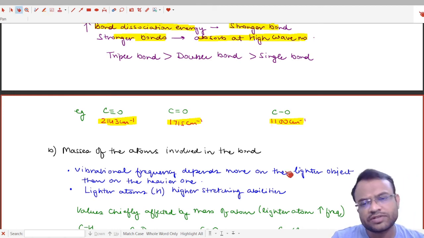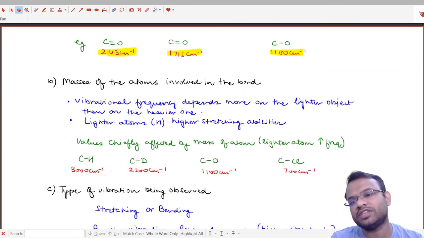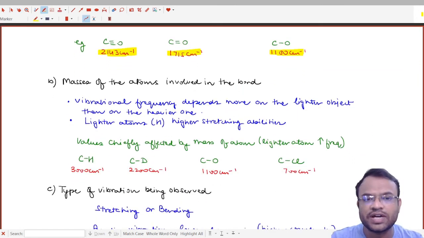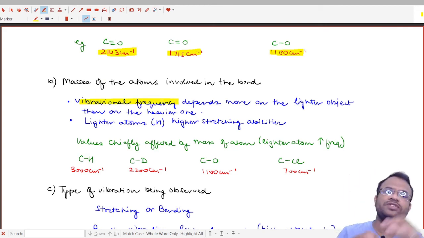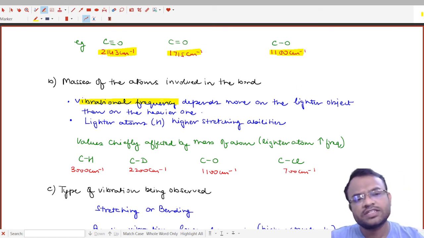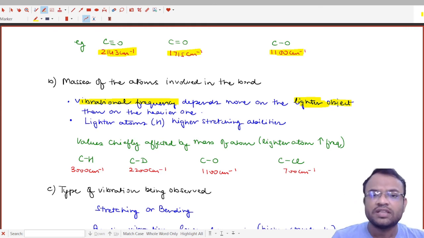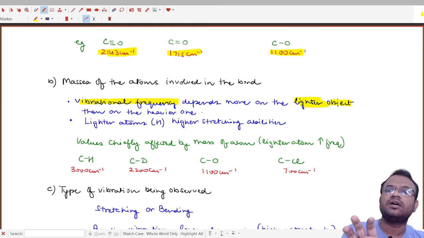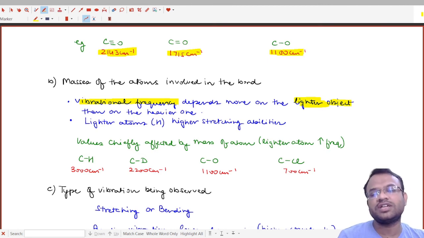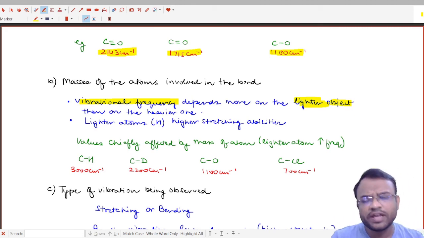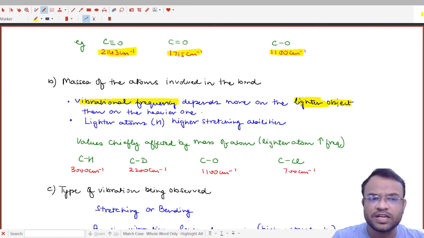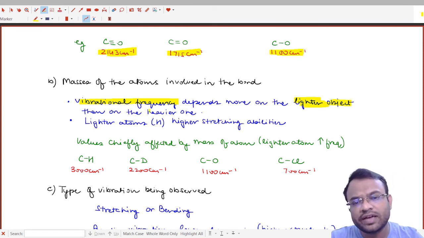Okay. Now let us talk about the masses of the atoms involved in the bond. Understand this, that the vibrational frequency, the frequency with which the vibration is taking place, depends more on the lighter object. Previously, what did we see? The vibrational energy was dependent upon the type of the bond, that means bond dissociation energy, that means triple bond or double bond or single bond. Triple bond had more vibration, right? Over here we are saying that vibrational frequency basically depends upon the lighter object rather than the heavier one.